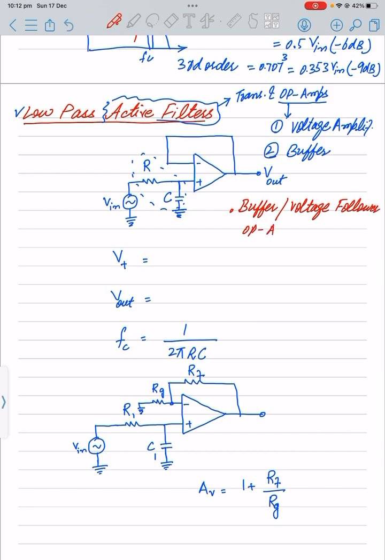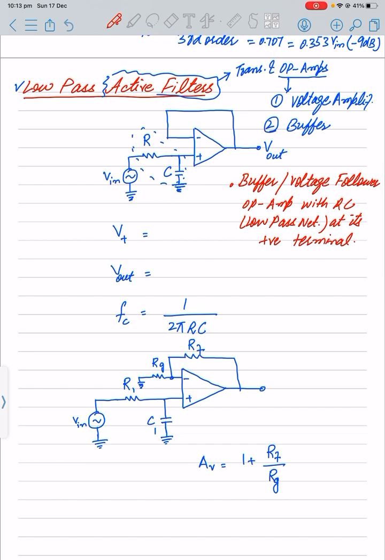Op amp with RC low pass network at its non-inverting terminal. Because this is a buffer, whatever voltage is coming at its positive terminal, our negative terminal will also try to follow it, as we have covered in the operational amplifier chapter.